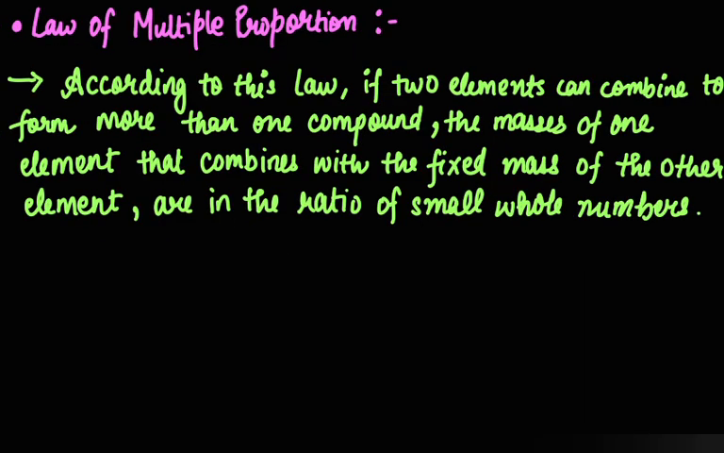Now our next law is the law of multiple proportions. According to this law, if two elements can combine to form more than one compound, the masses of one element that combine with a fixed mass of the other element are in the ratio of small whole numbers.